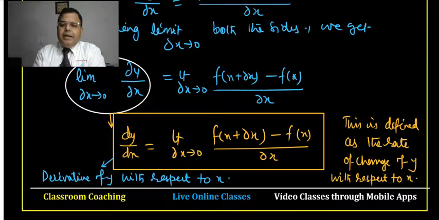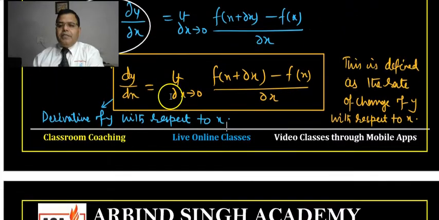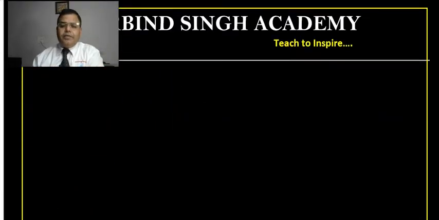Sometimes people write h instead of delta x: limit h tends to 0 of f of x plus h minus f of x upon h. This is what has been written in different books. But as I assume, a change in x will be delta x, if there is any increase or decrease in x, and a change in y should be in terms of y only. That is why I have written like this. So this is the basic definition. Now let us prove some formulas on the basis of this.